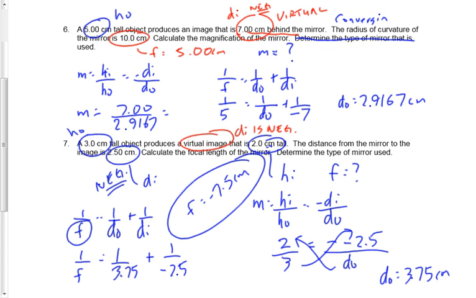What kind of mirror is that? And how do we know? Yep, it's a diverging mirror, and how do you know? Good, because the focal point is negative. You guys okay with that?